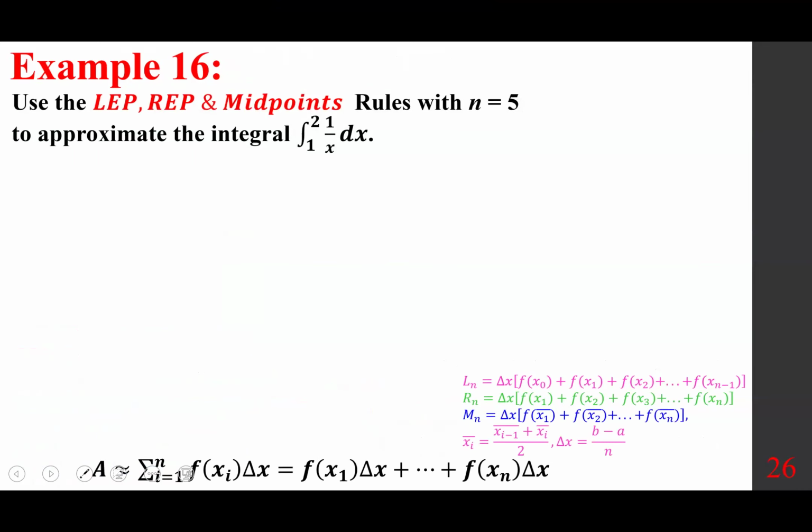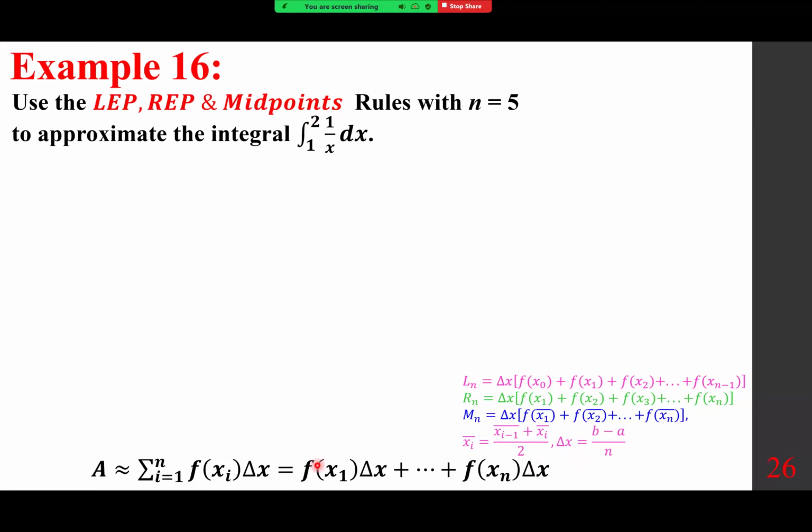So for example, we want to use the left endpoints, the right endpoints, and the midpoint rule with n equals 5 to approximate the integral of 1 over x dx as we go from 1 to 2. So this integral represents the area under the curve from 1 to 2. If it's positive, and if it's not, it represents the difference in the areas. Okay, so it's known as the signed area. Now here are the formulas, and you really don't have to memorize that formula. You need to know the concept known as the Riemann sum.